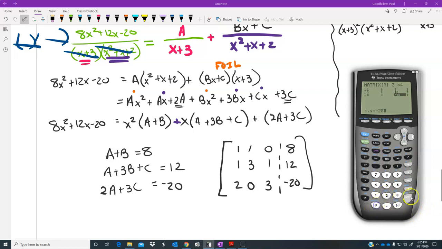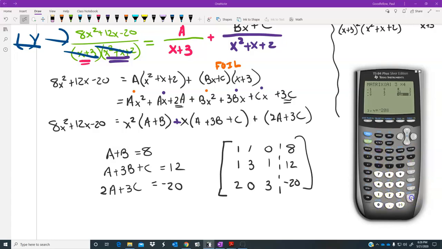Now, if you ever get an RREF that doesn't look like it comes out relatively nice, go back. It's a good place to go back and check your dimensions and see whether or not you put it in correctly. I'm just going to show you that if you did end up doing that, I'm going to put negative 20 in that spot. Sorry, I was supposed to exit to the home screen.